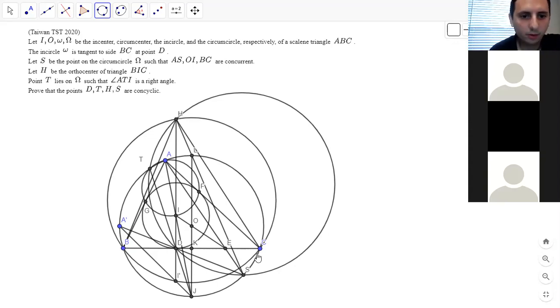So yeah, maybe we should let AI intersect HS. And Mel just messaged me. So, yeah. This would be very hard to draw in an exam.